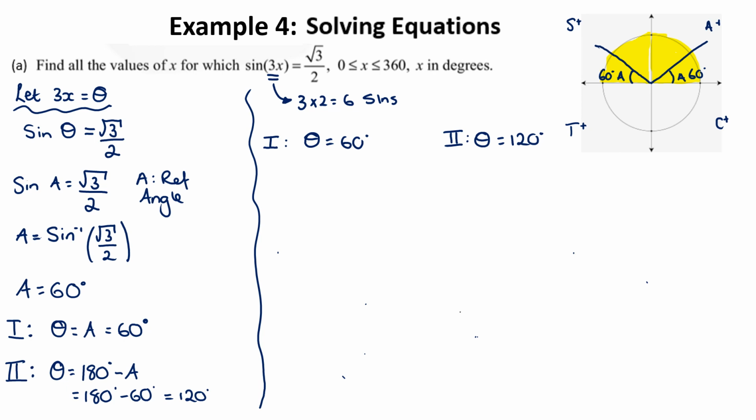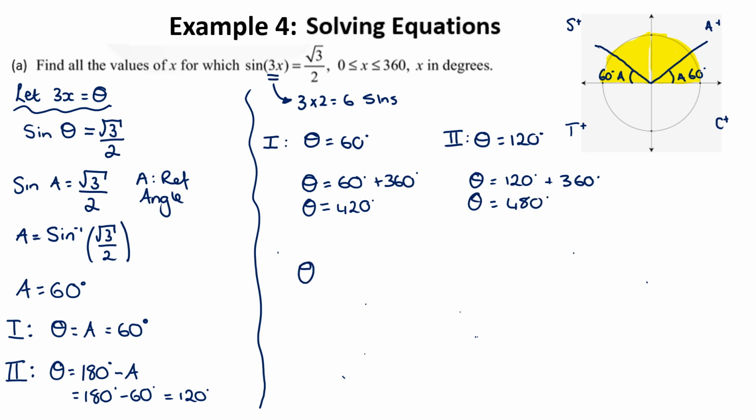So when I rotate, I'll get back to the same angle, so the value will be the same. So the first one I'm going to do is 60 plus a rotation, which is 360, and that will give us 420. Here we have 120 degrees plus a rotation, which is 360. And when we do that, we get 480 degrees for theta.